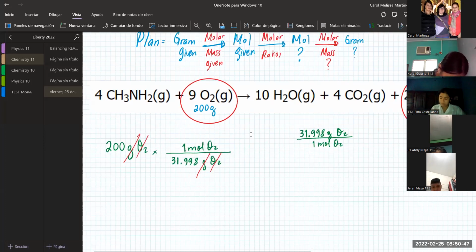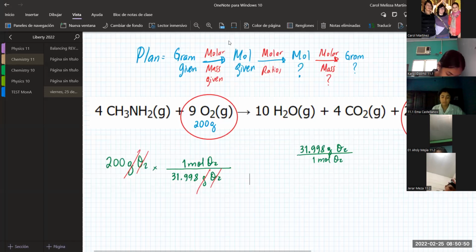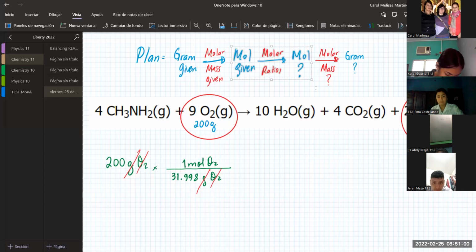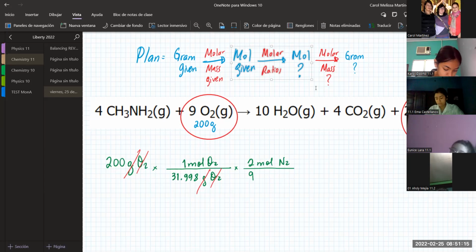The next step says that from mole given to mole unknown, I have to use the mole ratio. What is going to be the mole ratio between oxygen and nitrogen? What should I write up? 2 moles of nitrogen. And what should I write below? 9 moles of oxygen. With this, you cancel moles with moles, oxygen with oxygen.